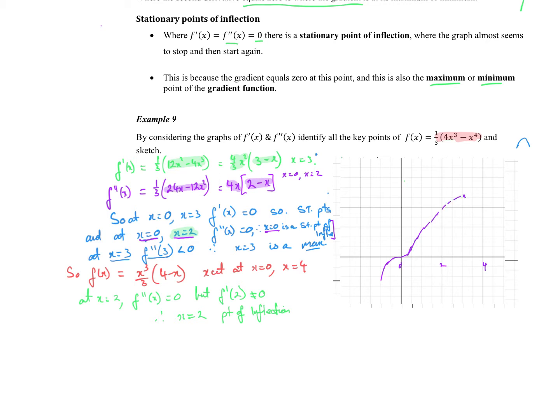And then what were my x-intercepts? I factorised it, at 0 and 4 in red down there. So it's kind of like that. So there's my point of inflection at x equal to 0. At x equal to 2 for the purple function, I've got the graph increasing, increasing, increasing, and then at x equal to 2, it starts to decrease.